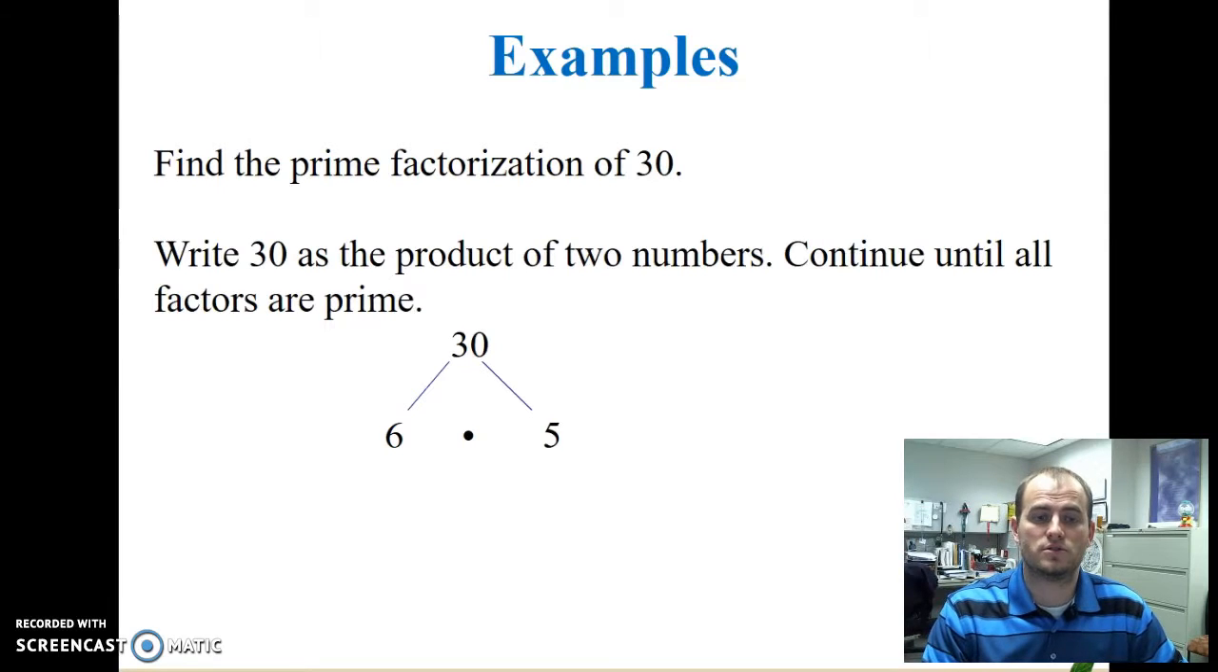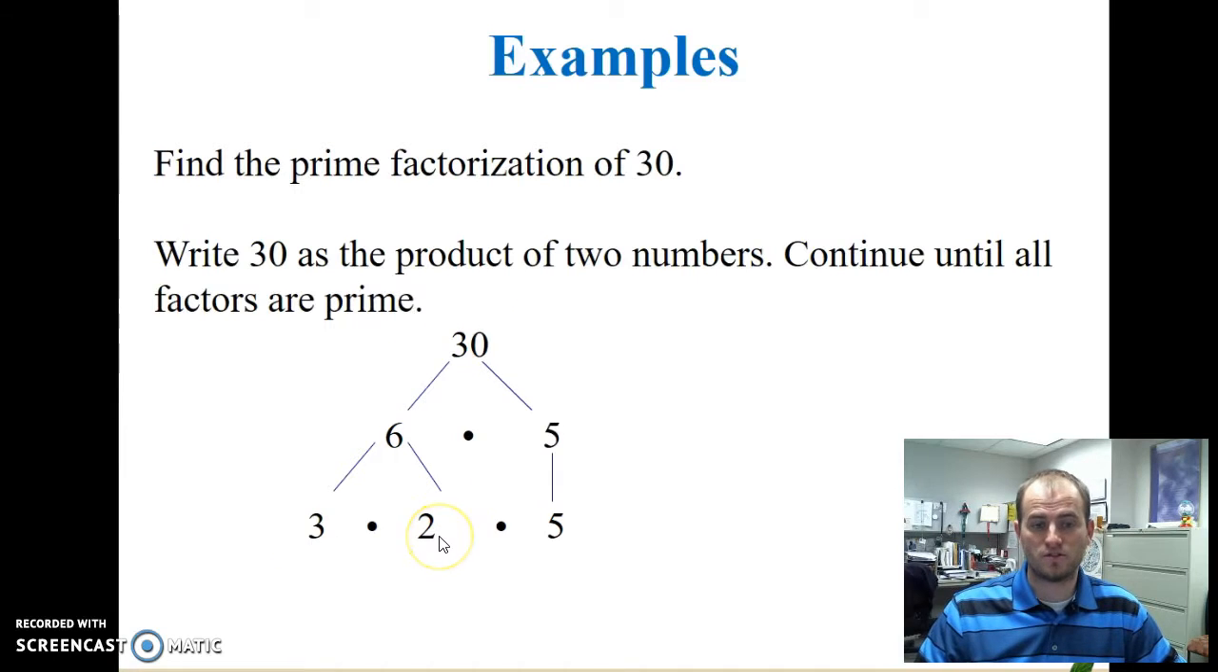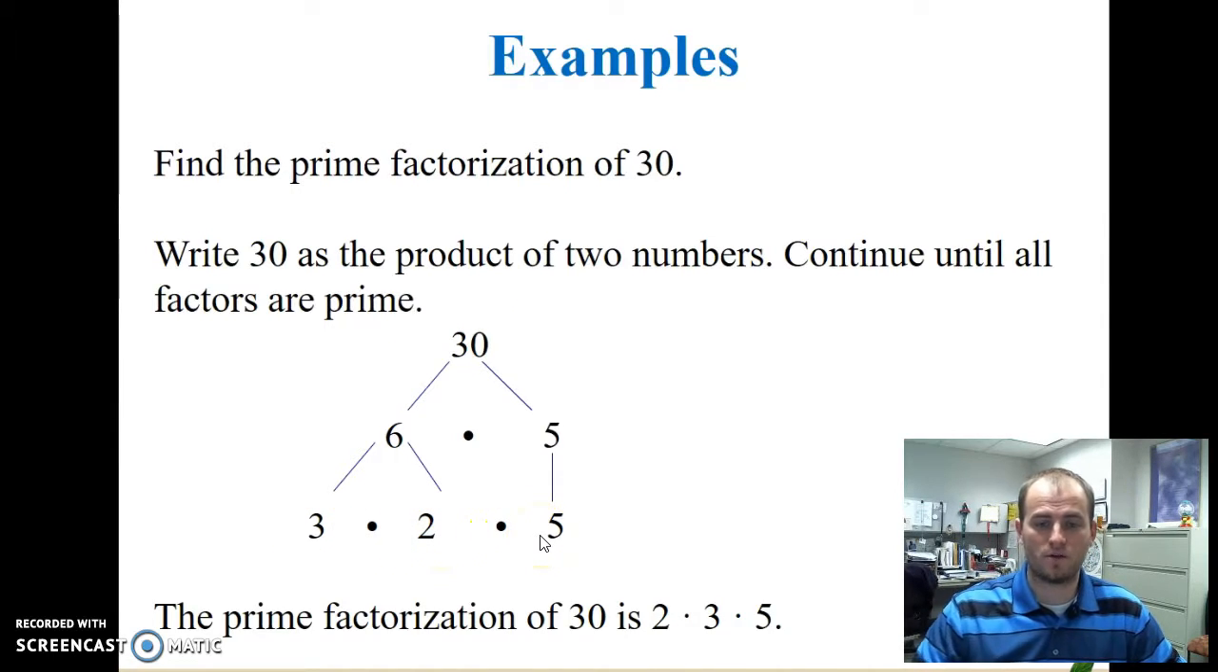Okay, 6 and 5. 5 is prime, so we can either circle that, which is what a lot of students do. But 6 is not prime. That can be broken down into 2 times 3. So the prime factorization of 30 is 2 times 3 times 5, and we usually put them in that order, the smallest to largest. 2 times 3 times 5 gives you 30 if you multiply it out, and those are all prime numbers. It's called the prime factorization.